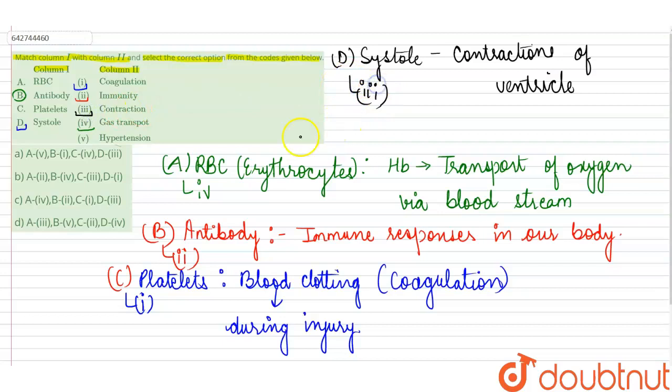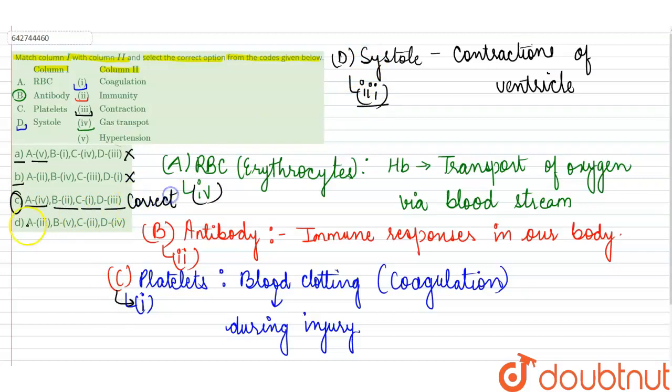So our correct option will be A4, B2, C1 and D3. If we come to the options, option A says A5, no, A was 4. This is incorrect. Option B says A2, no, our A was 4. So again, this is incorrect. Option C says A4, yes, this is correct. B2, correct. C1, C was 1, yes. And D3, D was 3. So this is our correct option.